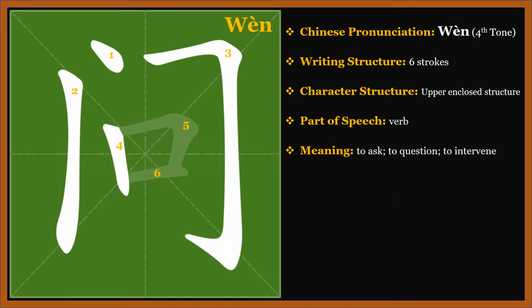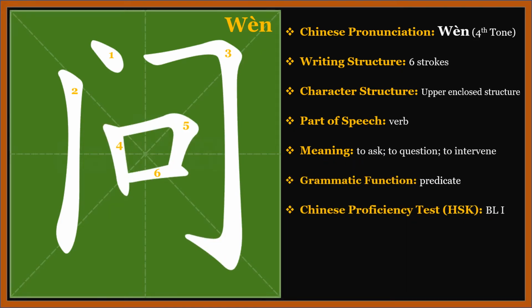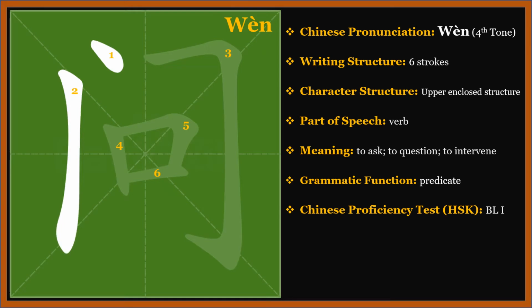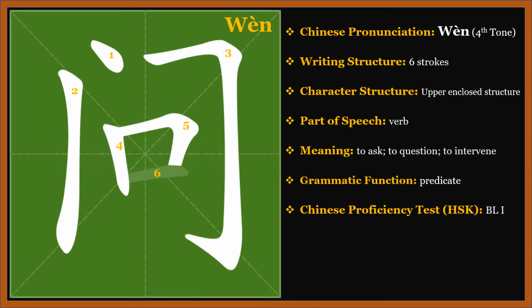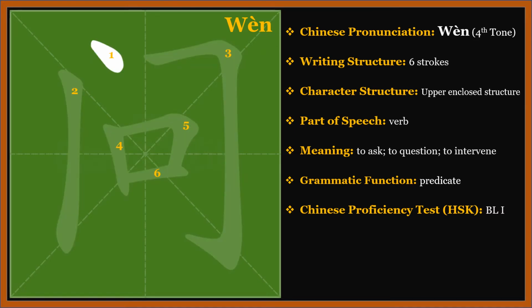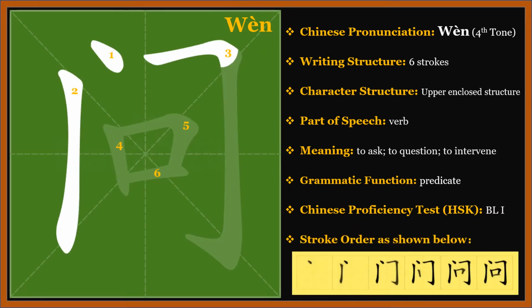Wen is listed as one of the most frequently used beginner level 1 characters in the Chinese proficiency test, or HSK. The writing stroke order of wen is indicated as follows.